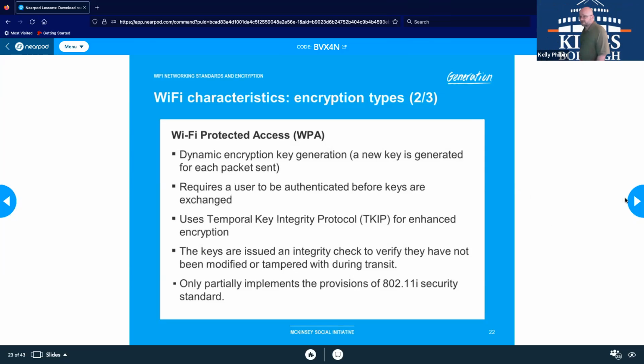Questions on this? You don't need to do a deep dive. Just the main takeaways here: WPA is better than WEP, and it is associated with TKIP, which is the Temporal Key Integrity Protocol. WEP is a static key. WPA, excuse me, is a dynamic key, meaning the key changes every time a packet is sent. It's constantly changing. It's dynamic.